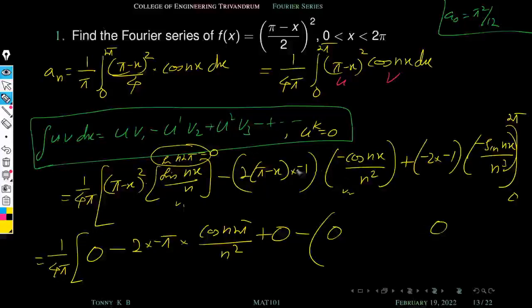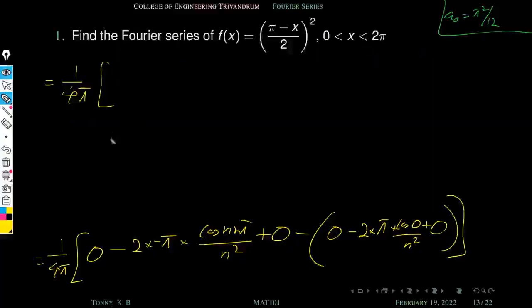What about the middle term? Similar to the previous case, there are 3 minus signs. So minus 2 times, when x equals 0, this is pi into cos 0 by n square. So this becomes 1 by 4 pi, and minus into minus gives plus. So this is 2 pi.